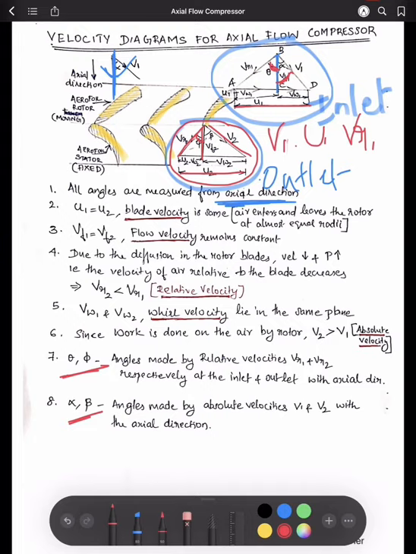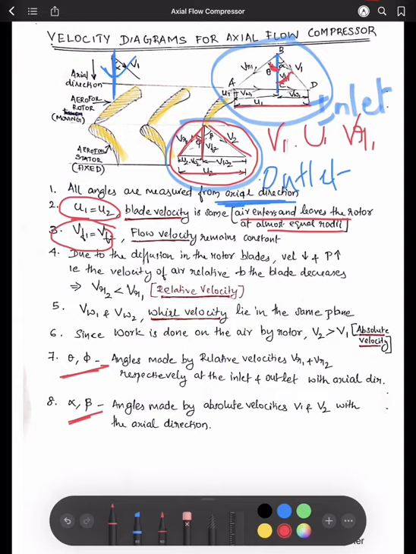For axial flow compressors, U1 will be equal to U2. That is, the blade velocity will be the same because the air enters and leaves the rotor at almost equal radii. And the velocity of flow will be the same for axial flow compressors. And due to the diffusion in the rotor blades, velocity decreases and pressure increases.